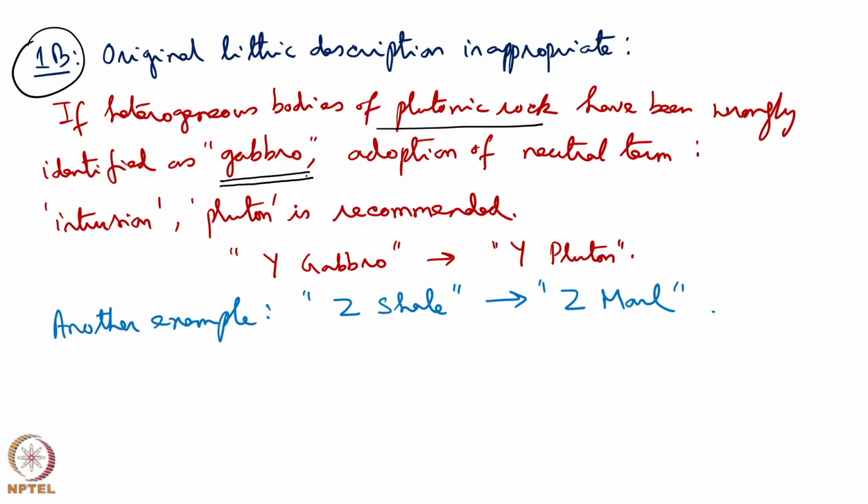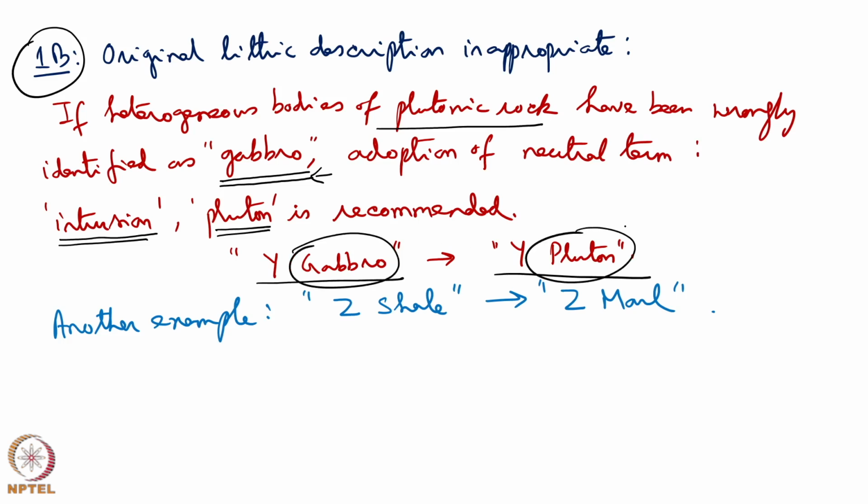But later it was found that gabbro is insufficient to describe the complete variation of the rocks. So, in that case the rock name will be knocked out and these terms can come in: intrusion, pluton. For example, Y gabbro will now become Y pluton. Location has not changed, the stratigraphic column has not been altered, only a correction takes place here. So, this is a kind of redefinition.